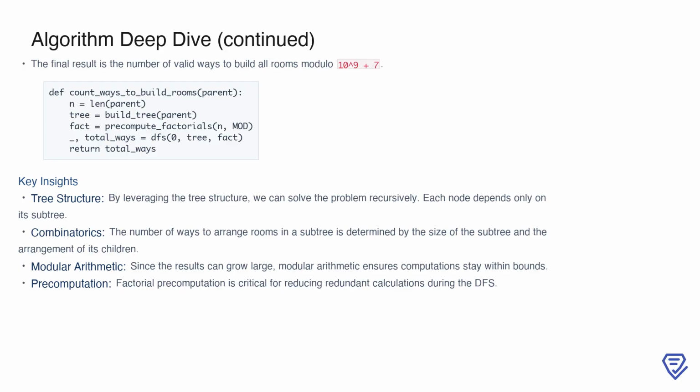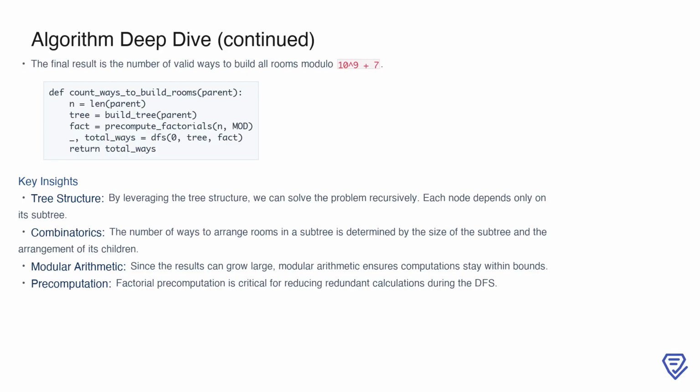After pre-computing factorials, we begin the DFS traversal from the root node, which is room 0. The DFS recursively computes the size and number of valid ways for each subtree, combining these results as it moves back up the tree. The final result is the total number of valid ways to build all rooms in the entire tree, modulo 10^9 + 7. This algorithm leverages the tree structure to break the problem into smaller, manageable subproblems, with each node's computation dependent only on its immediate children. By combining tree traversal, combinatorics, and modular arithmetic, we arrive at an efficient solution.